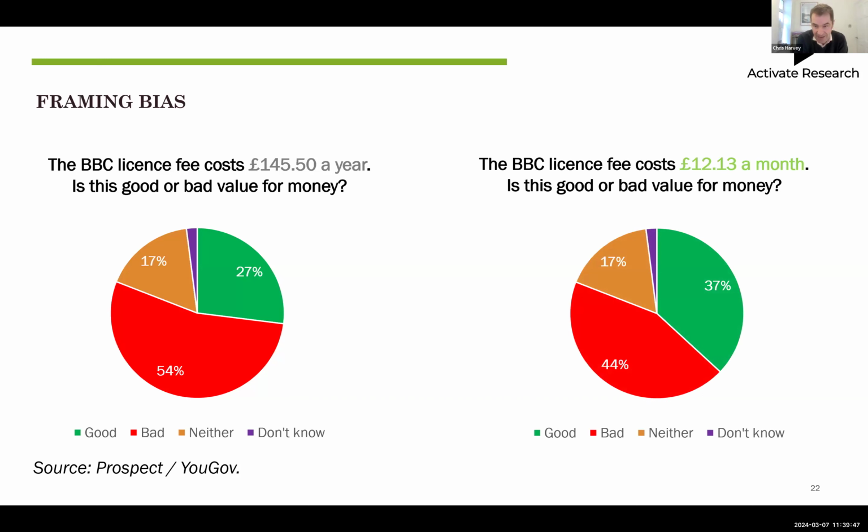So in theory, if this thing called framing bias didn't exist, we would expect the responses to be exactly the same, or if not, very, very similar. But what we see on the right-hand side is that this has changed the responses quite significantly. Where we had 27% saying it was good value at £145.50 a year, we've now got 37% saying it's good value when it's framed as £12.13 a month. And bizarrely, the neither and don't know figures are exactly the same, and that 10% swing, which is very highly statistically significant based on these sample sizes, has gone straight from the good value to the bad value.